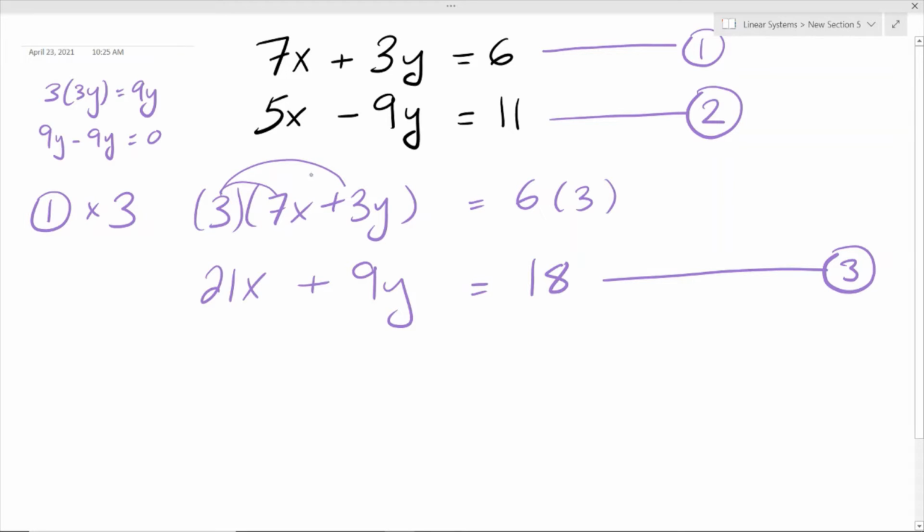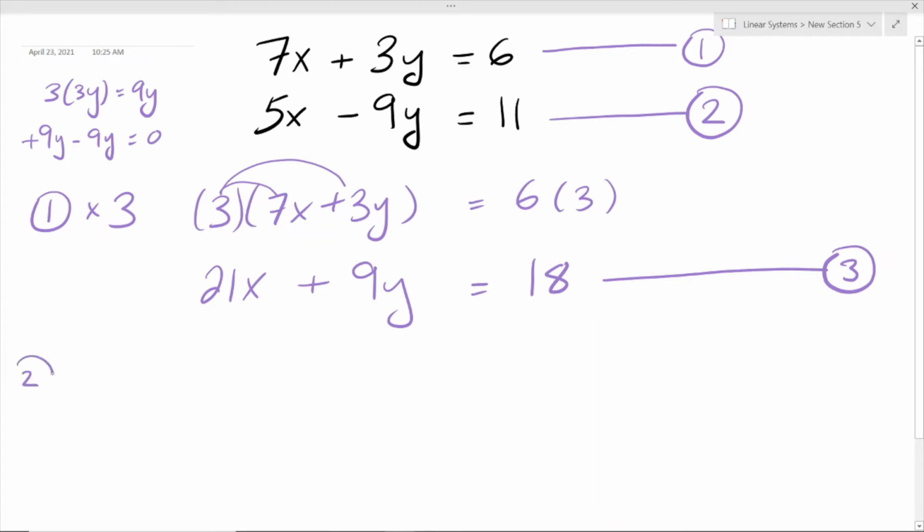So we can notice that in equation 2 and equation 3, we can basically add the equations together. We can eliminate negative 9y and positive 9y, because positive 9y minus 9y is going to give us 0, right? So we can eliminate that. So how about we take equation 2 and 3 and we add them together? We can take these two and add them together, and then we will eliminate y.